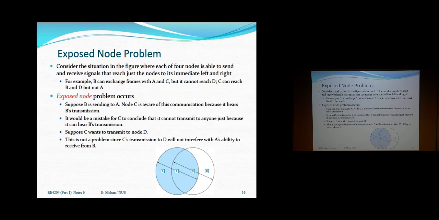Now let's look at the other kind of problem, the exposed node problem. This kind of problem also occurs in wireless communication. But to be frank, it's not really a problem, it's actually an advantage. So what is this? Again, look at this example, A, B, C, D. The blue circle is B's circle, which shows B's communication range, and the other circle is for C.